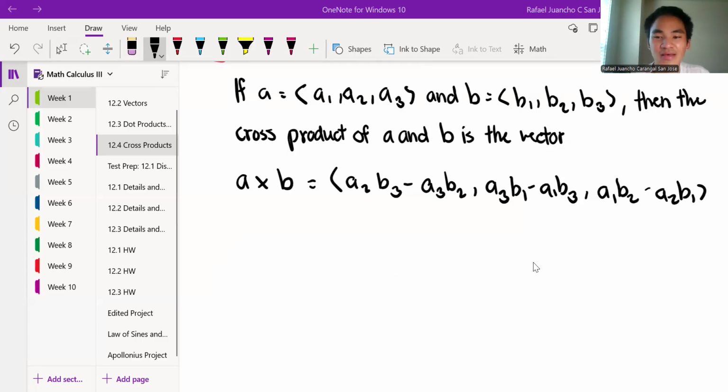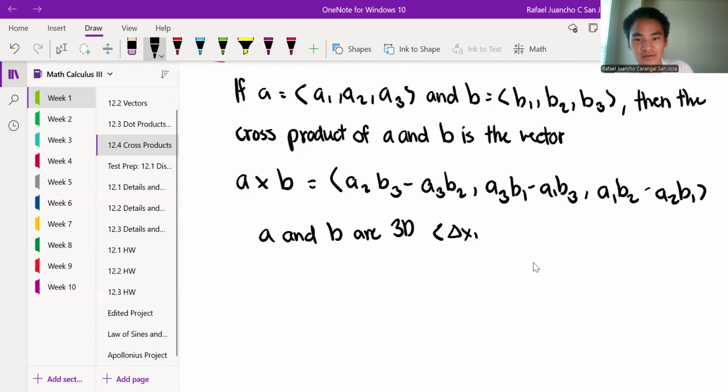And we note that A x B is defined only when A and B are three-dimensional vectors. So this doesn't work in 2D. It only works when A and B are 3D, which means they have some change in X, some change in Y and Z. I think this will be useful soon. I'm not sure yet, I'm still in this chapter, but hopefully it's going to be useful soon.